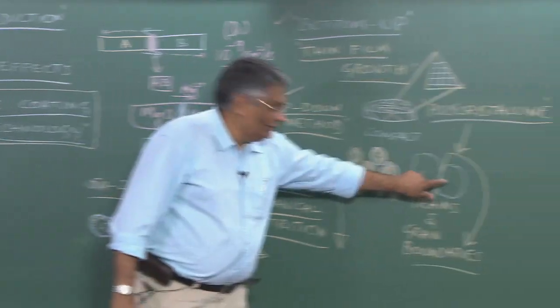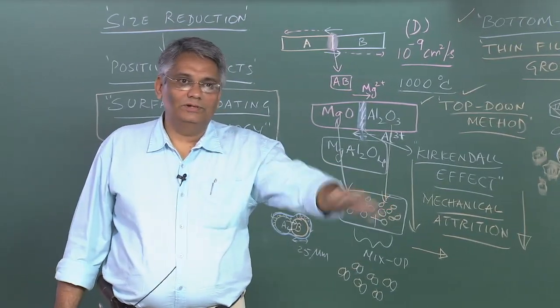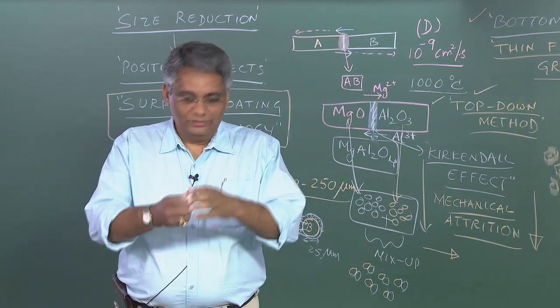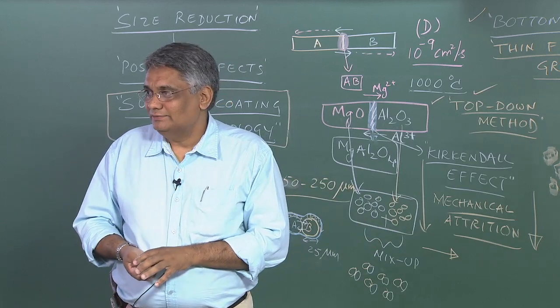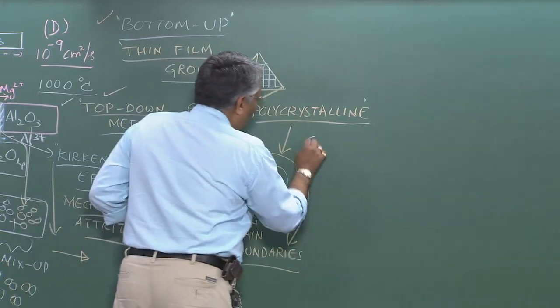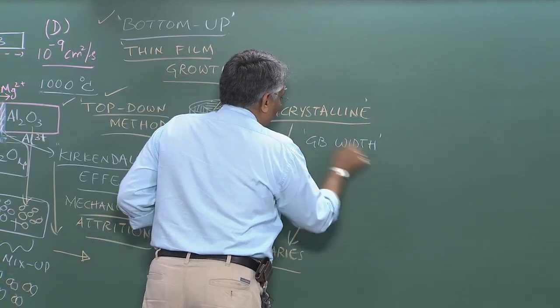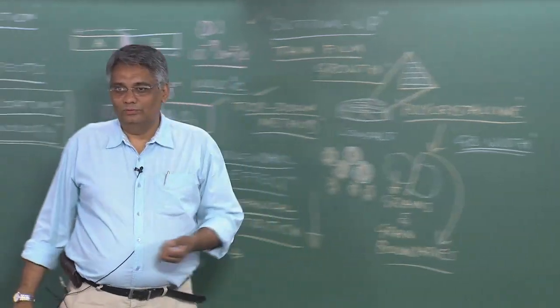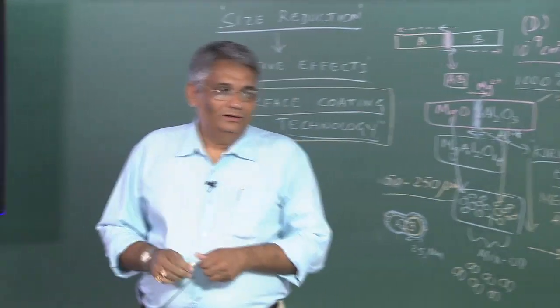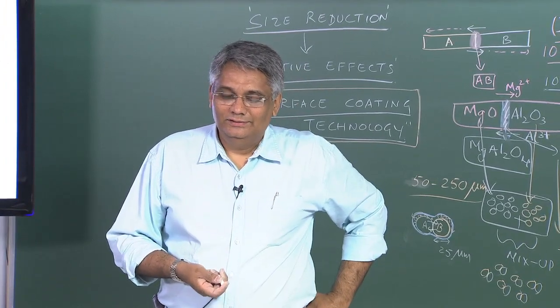So what can you have at the grain boundaries? You may completely have atomic termination of the grain boundaries. You don't have the regular formation of the lattice, okay? And the grain boundary width plays a very important role. See, grain boundaries are not required for device application.